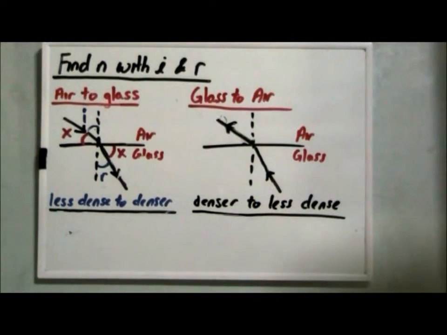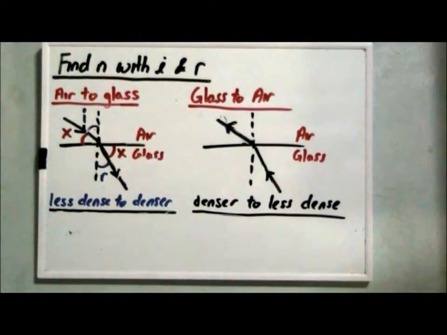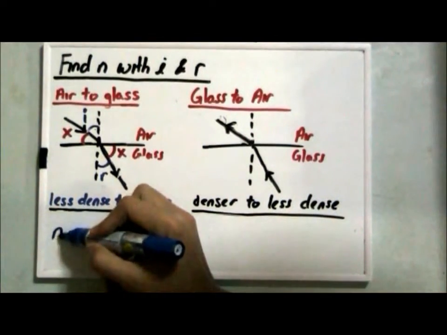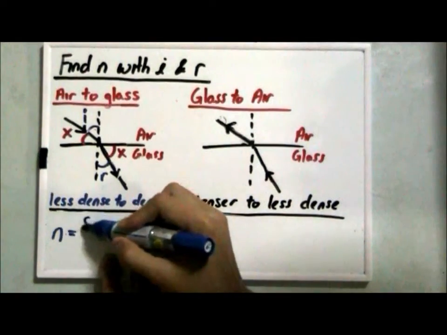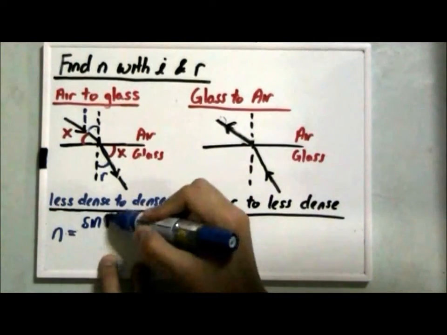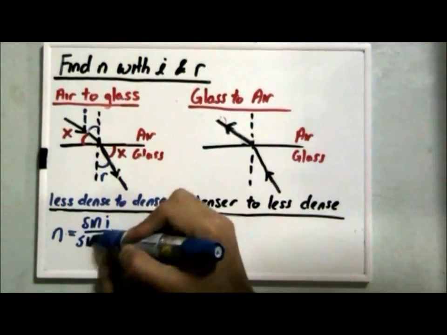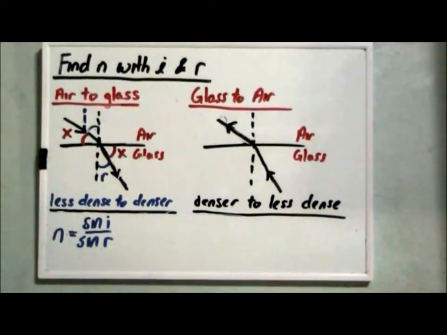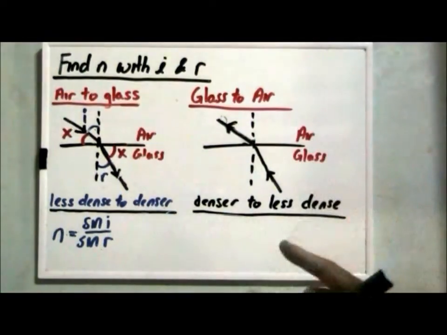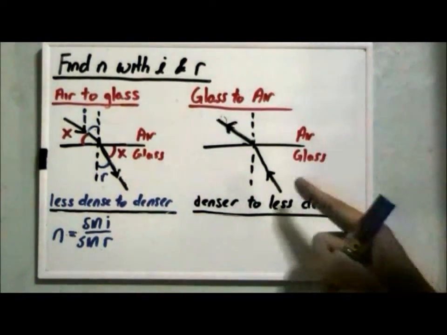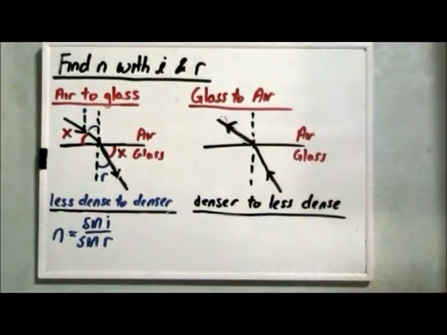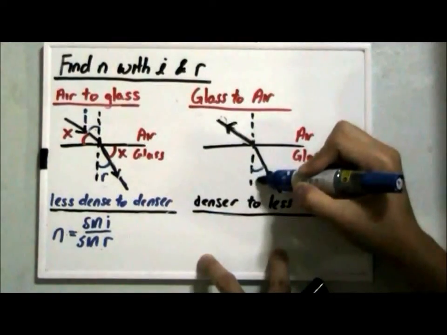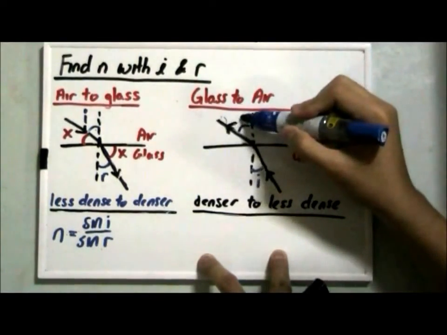Now we can write down the formula for refractive index. In this case, the refractive index is equal to sine i over sine r. Now let's move on to the case where light travels from glass to air, which is from a denser to a less dense medium. The light ray will bend away from the normal, and in this case it forms 2 angles as well, angle i here and angle r.